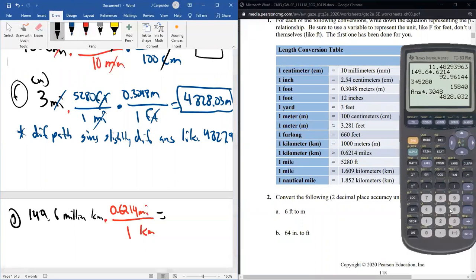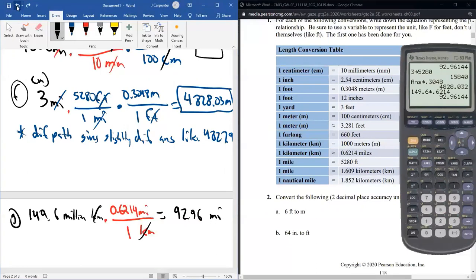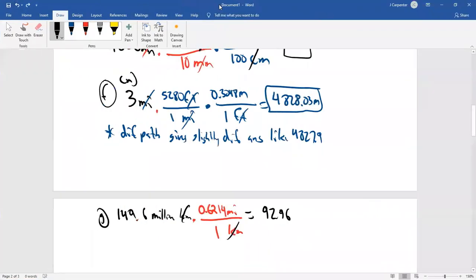And when you multiply that 149.6 times the 0.6214, we'll get 92.96. And then your kilometers canceled. And some people might do this. They'll say it's miles. That's wrong, because we have a unit in there that we did not cancel. That was the millions. So it's not miles. I'm going to maximize this for full space. It's million miles, or 92,960,000 miles. Those would both be acceptable.